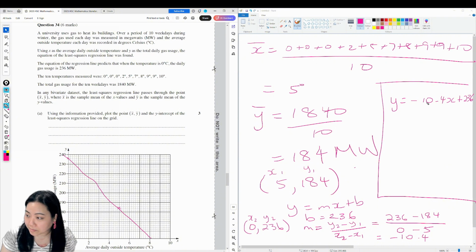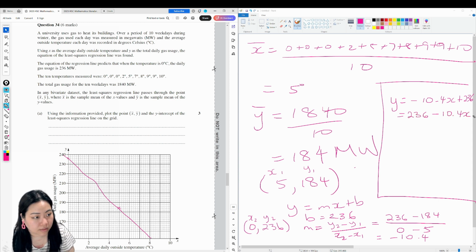I hope you can see that. I don't like the negative being first, so I'm just going to switch that around to become 236 minus 10.4x. And that should be the equation of our line.